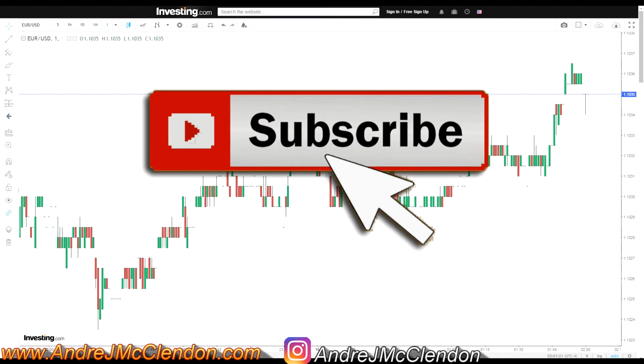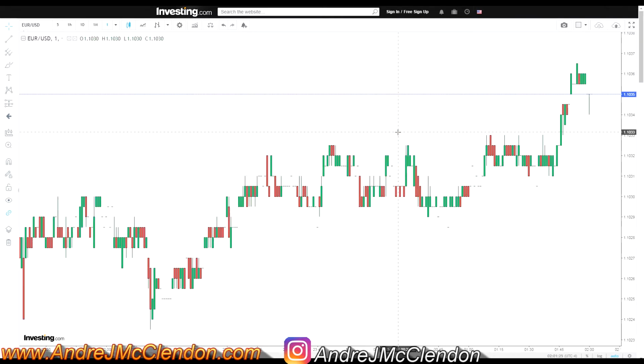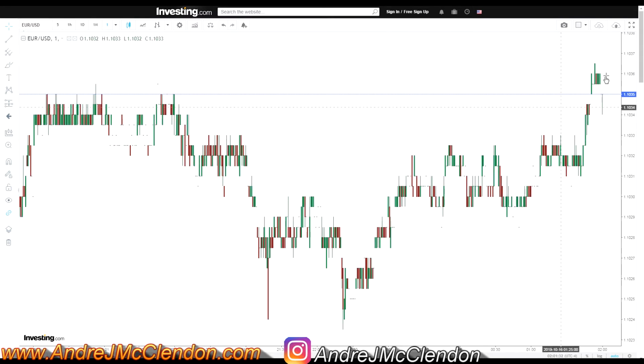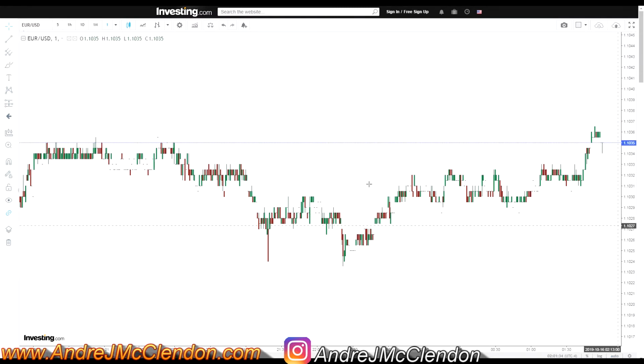This video is going to be about support and resistance, so let's get right into it. Alright guys, so we are on the 1 minute on the euro dollar. Now we are panned in, we're zoomed into the fastest time frame. So 1 minute means every single little candlestick's 1 minute.